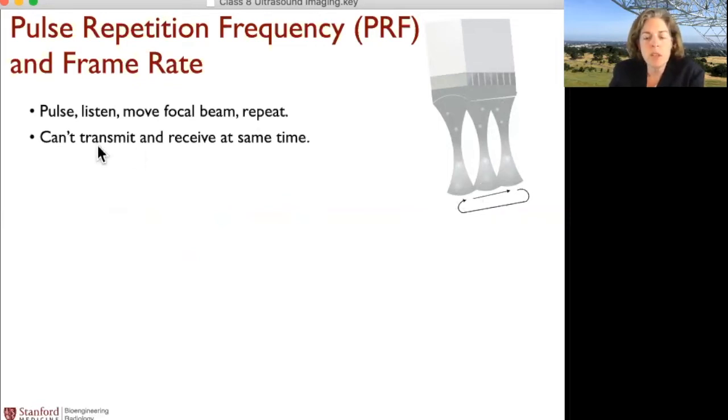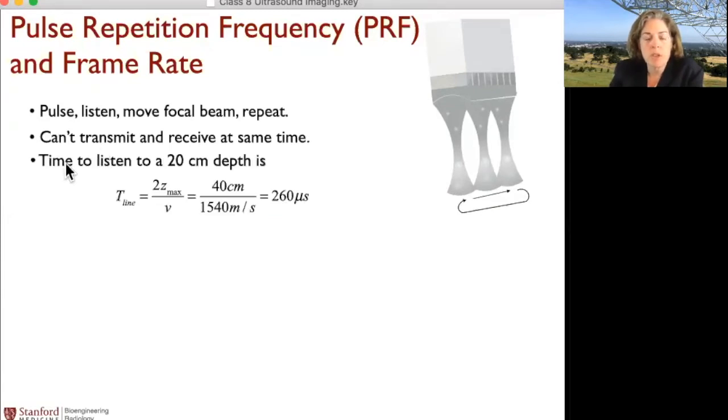All right, so let's look a little bit at the timing. You can't transmit and receive at the same time. So you transmit, and then you listen for the echoes to go their farthest distance and back again. So the time for an individual line is 2 times the maximum depth that you want to acquire, divided by the velocity. In this case, let's say you have a 20 centimeter depth. Then the time for a single line is 40 centimeters divided by 1540 meters per second, which is about 260 microseconds for that echo to go to the 20 centimeters and back again.